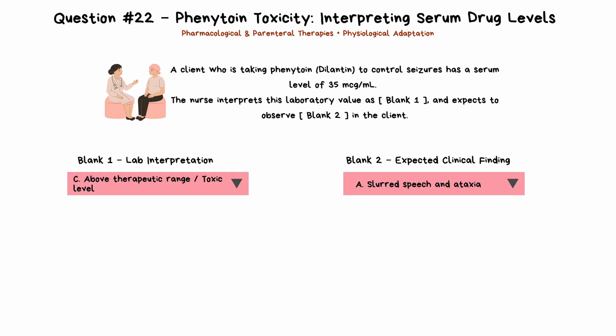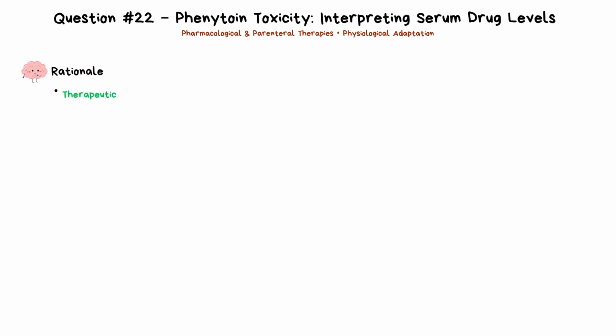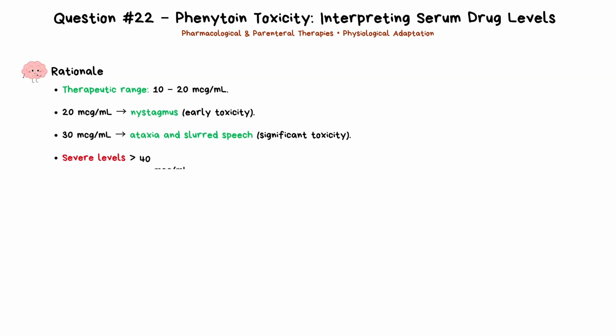Blank 1 is option C, above therapeutic range/toxic level. Blank 2 is option A, slurred speech and ataxia. Here's why. The therapeutic range for Phenytoin is 10 to 20 micrograms per milliliter. Around 20, you'll first see nystagmus, an early sign of toxicity. By 30 and above, clients develop ataxia and slurred speech, evidence of significant toxicity. Levels over 40 can cause confusion, lethargy, or even coma.